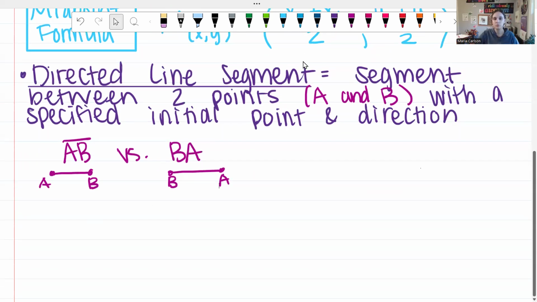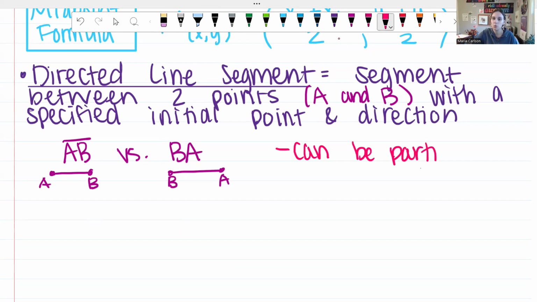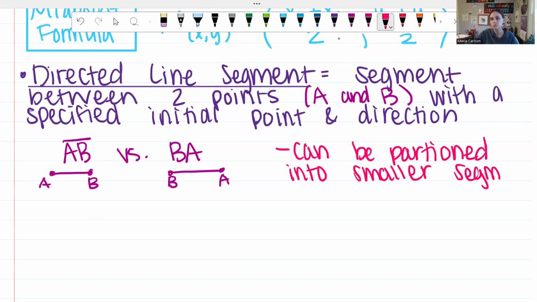So why do we really care about these? Well, they can be partitioned. We can find the midpoint of a segment, or they can be partitioned into smaller segments based on a given ratio.